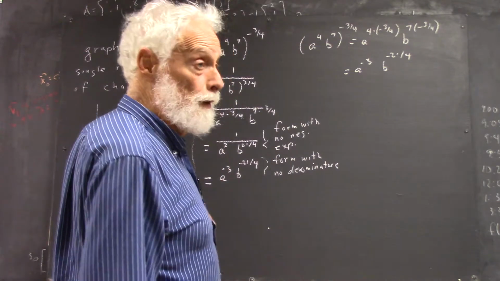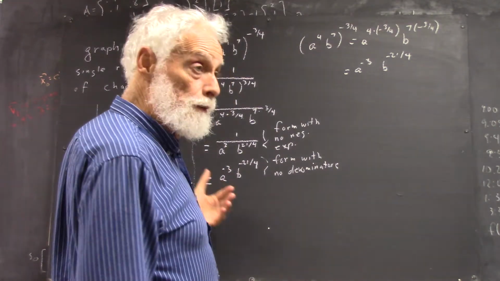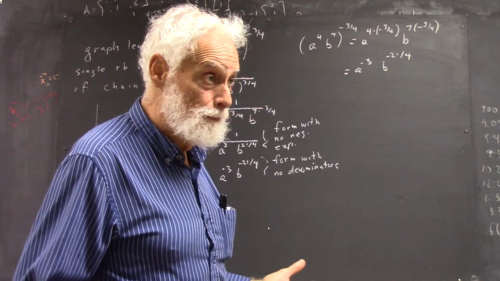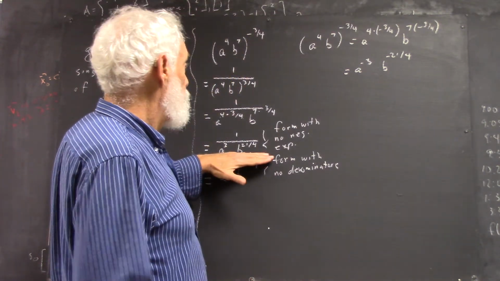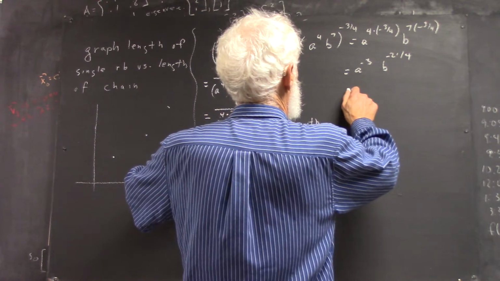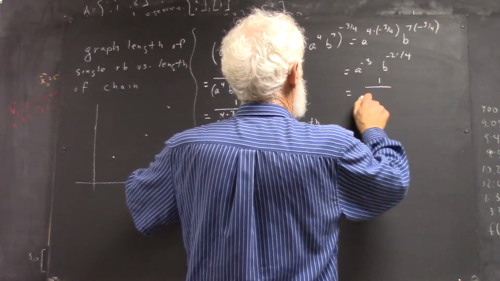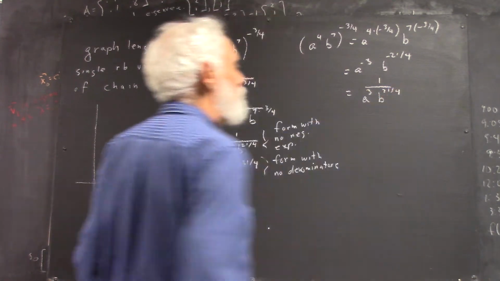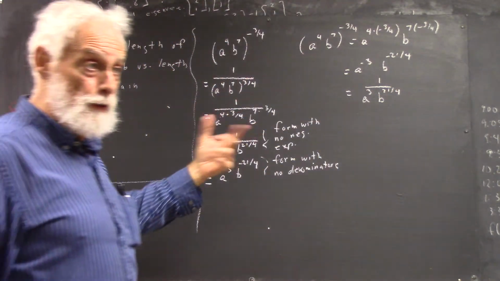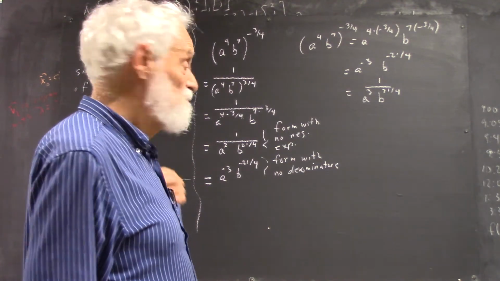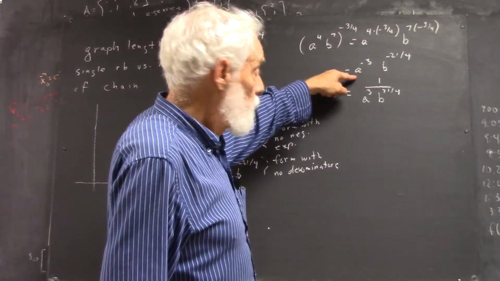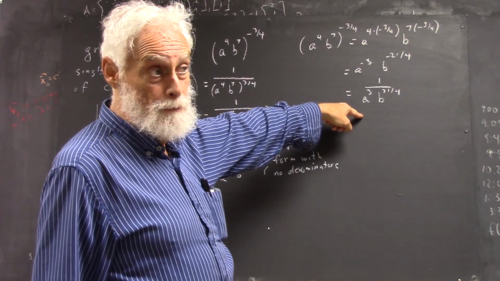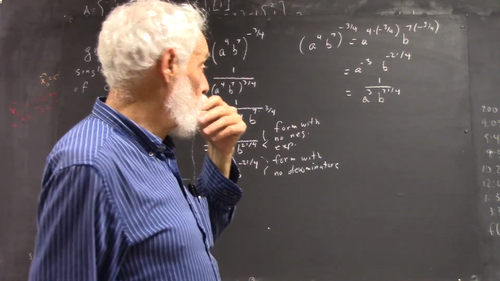Although nothing wrong with this, because this is very detailed, and every step uses one of the laws. Right. Okay? So you get down to this. And you could also write it as this. This is a form with no denominators. This is a form with no negative exponents. Okay? And there's even another form.